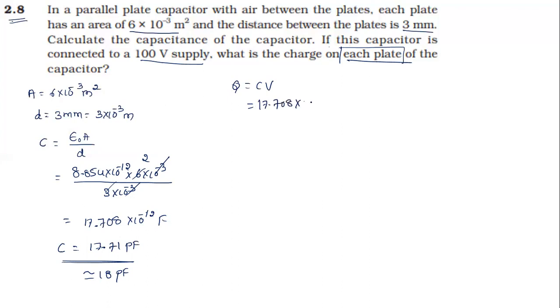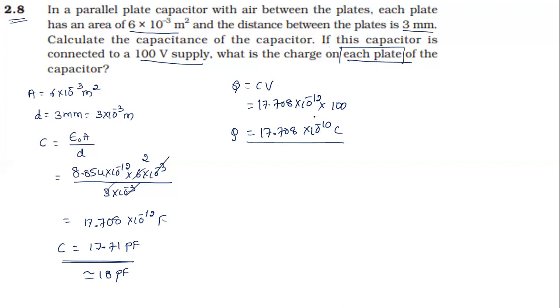17.708 into 10 power minus 12 into 100. It will become 17.708 into 10 power minus 10. That is the charge. Because 100 means 10 power 2, 10 power minus 12 times 10 power 2 becomes 10 power minus 10 coulomb.